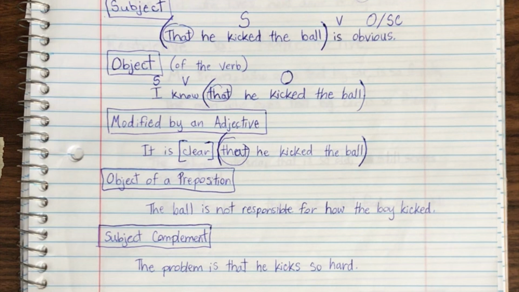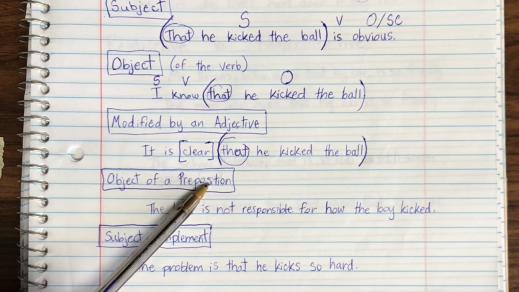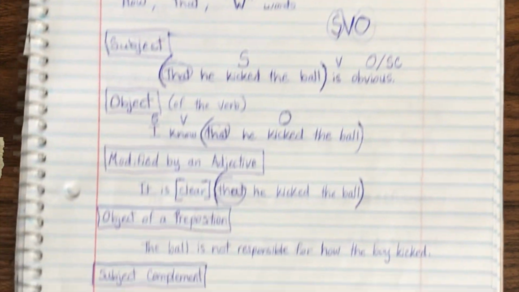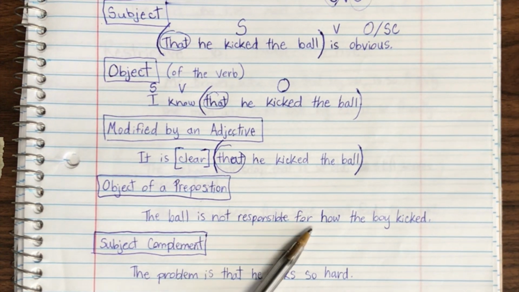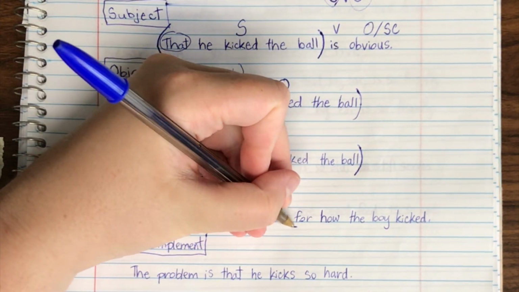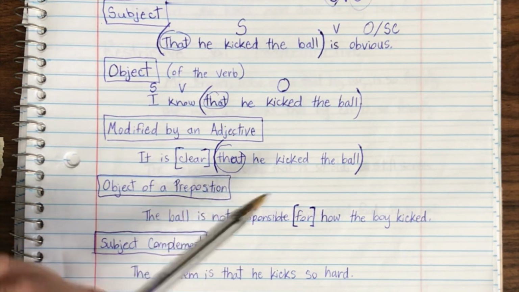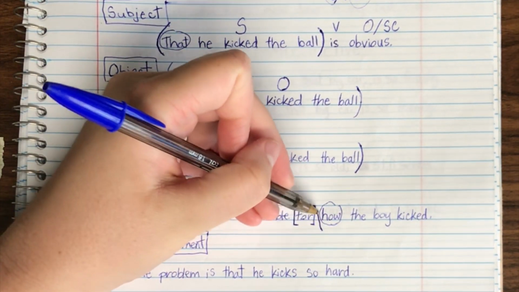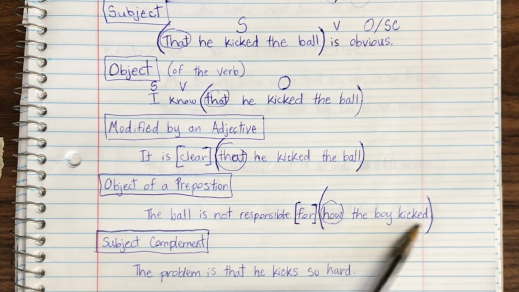The next one comes right after a preposition. They're called noun clauses that are the object of a preposition, not to be confused with just object, also called object of the verb. So object of the preposition comes right after a preposition. The ball is not responsible for how the boy kicked. So the preposition in that sentence we know is for, and prepositions are words like for, about, around, above, behind, from, and we have the marker how, and the clause is how the boy kicked. The ball is not responsible for, right after it, how the boy kicked.